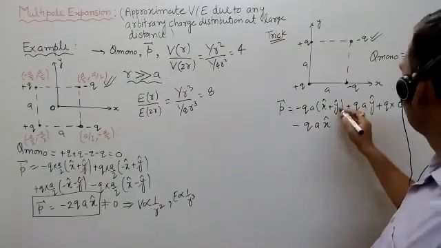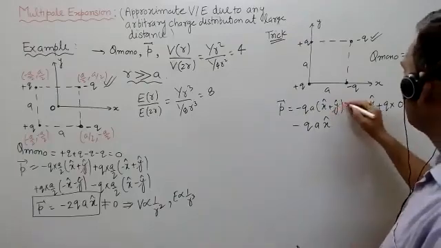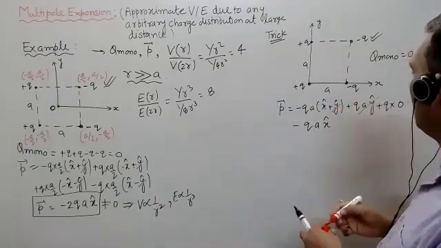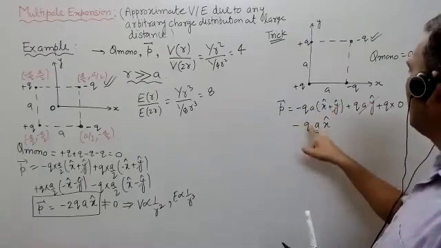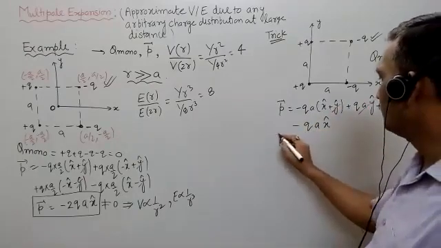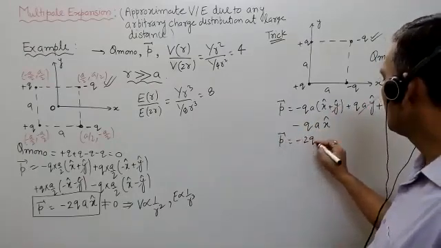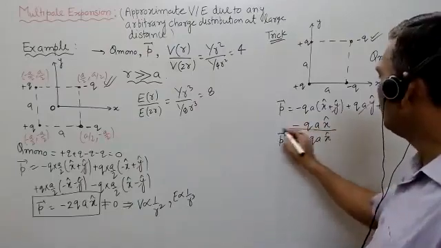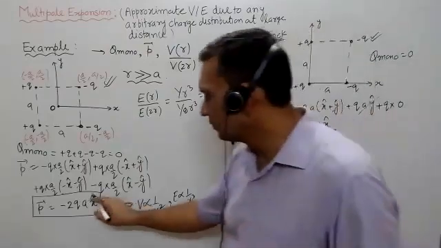So you can see this y cap will cancel out and you will get minus Q A x cap, minus Q A x cap, minus 2Q A x cap. You will get the same dipole moment here.